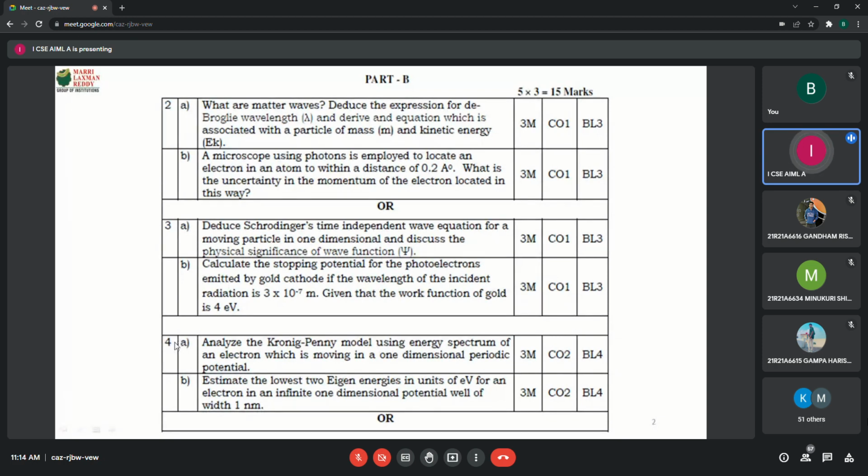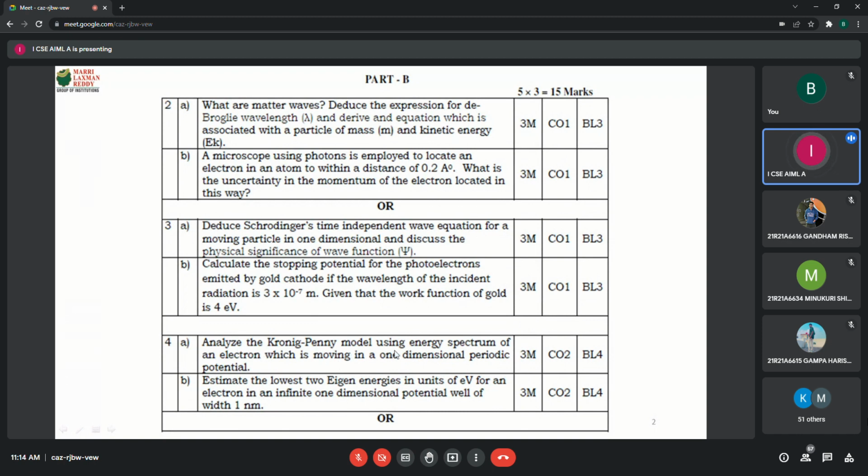Now for the fourth question and the fifth question, any one has to be attempted by you, completely. If you are writing the answer for the fourth question, A and B are mandatory for you. They are from unit 2. So here you see 4A, as I told you, a theory question.